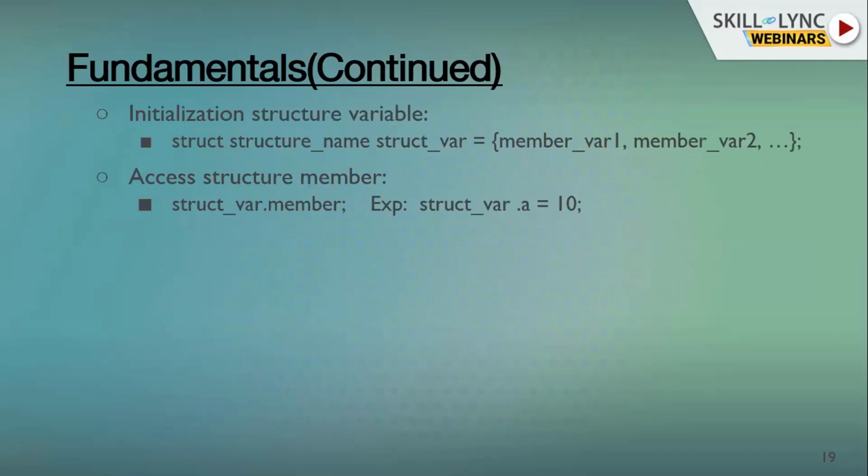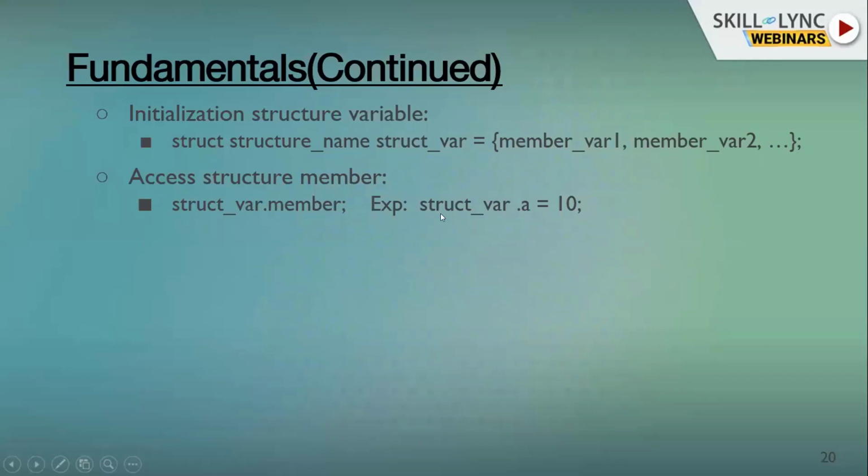We can initialize the structure when we declare it. If you want to declare a structure, we have the struct keyword, then the structure name, and then we can create a structure variable. Like I have created struct_var, and I can initialize the variable if I want. I can mention all the values. Suppose I have taken one example.